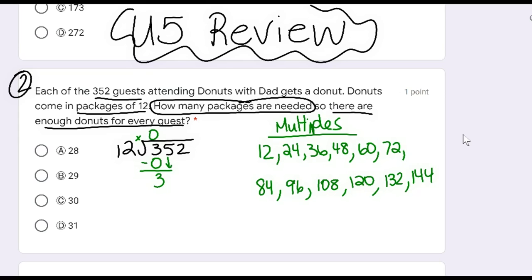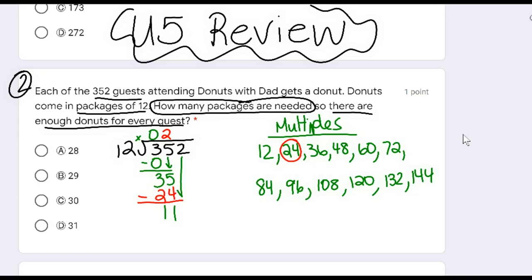Bring down the next number in the sequence, which is the 5. Now, what is the biggest number in my multiples that I can get that won't pass 35? Okay, that one here is 24. And which multiple is that? It's the second multiple. So I'm going to do 12 times 2, and that gives me my 24 that I'm going to subtract. Now I have 5 minus 4 equals 1. 3 minus 2 equals 1.